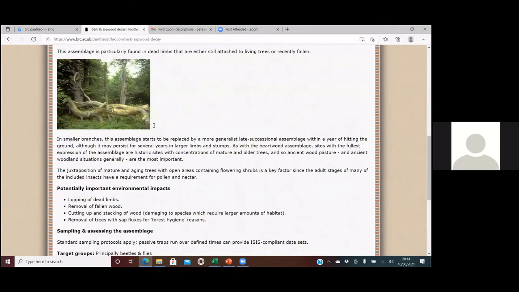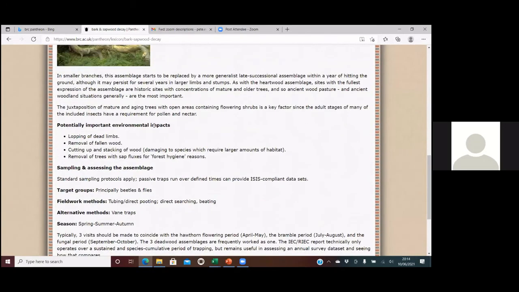Again, the potential important environmental impacts, that removal of fallen wood was always quite a common thing to do on estates and other sites. People would take stuff away for firewood. Thankfully, in this slightly more enlightened age, often that fallen wood is now retained, and it certainly is at Attingham and some of the other best sites that I've had some experience of.